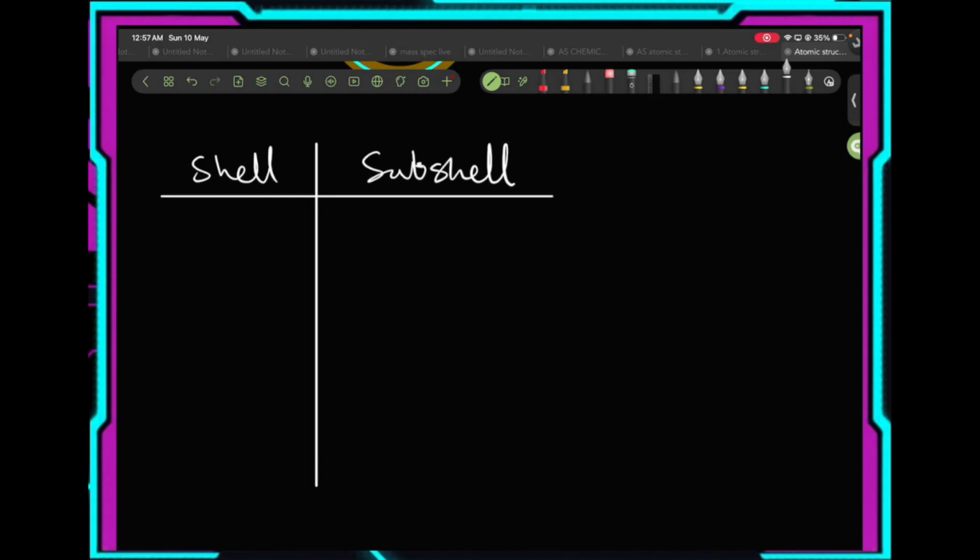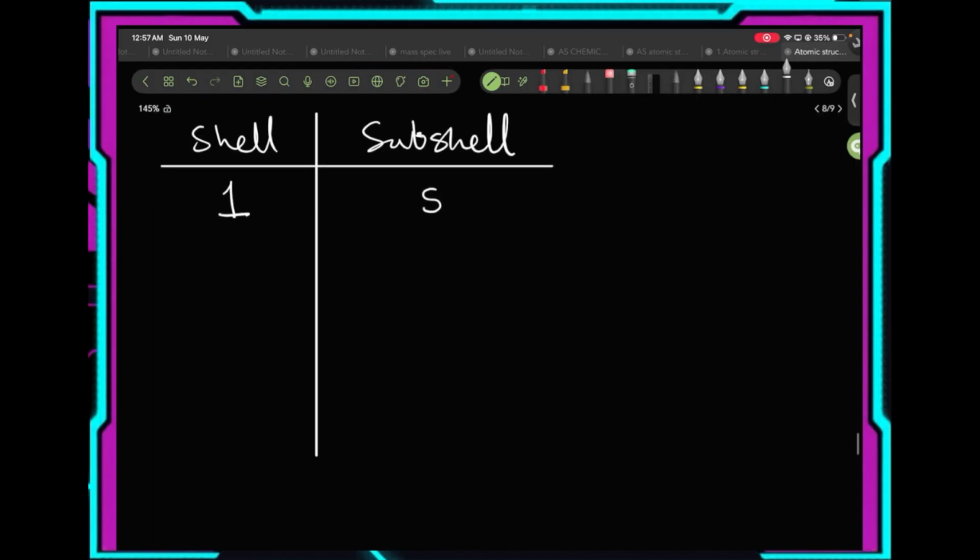So when you're at the first shell, you have only one subshell in the first shell, and that is an S subshell. Always start with S. For any shell, always start with S. Okay. Now we will link why there is only S subshell in this shell, but for now just memorize. In the second shell, when you move on to the second energy level, you have two sub energy levels, which are S and P.